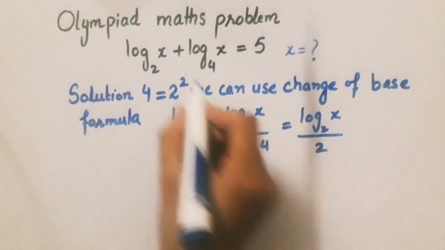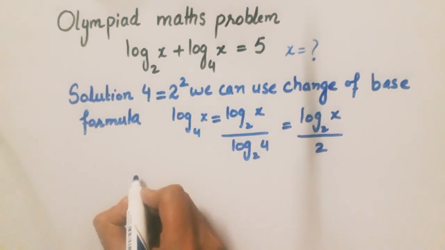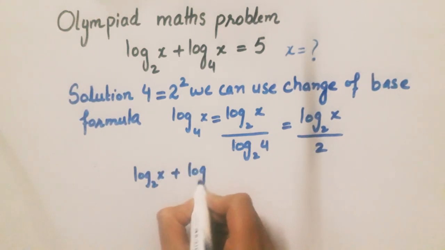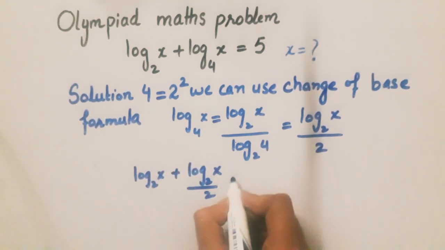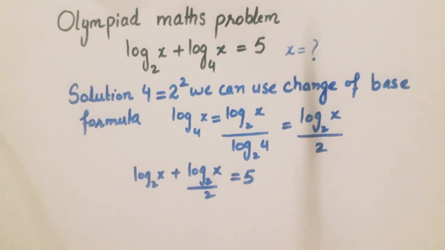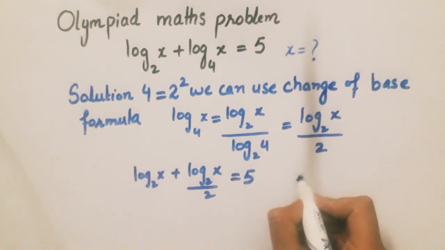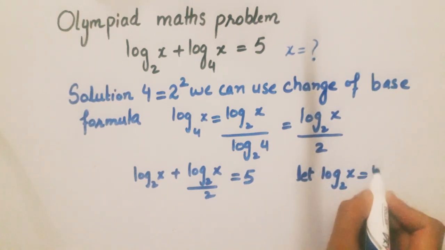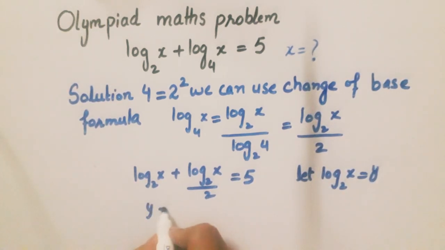Now we will put this value in this equation. So log base 2 of x plus log base 2 of x divided by 2 is equal to 5. Now we take log base 2 of x is equal to y. So let log base 2 of x is equal to y. So we got y plus y by 2 is equal to 5.